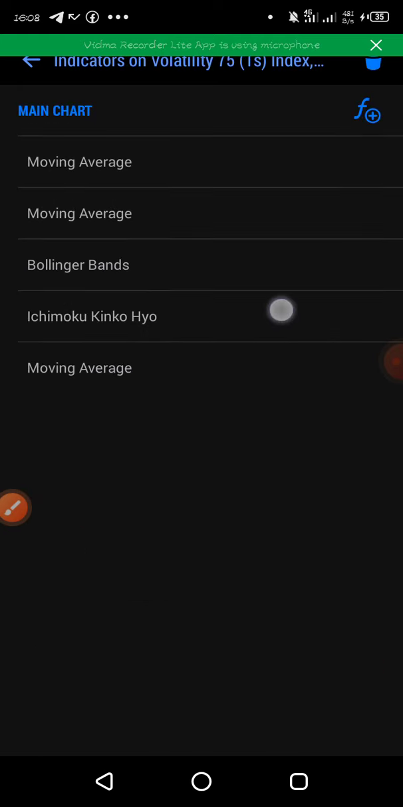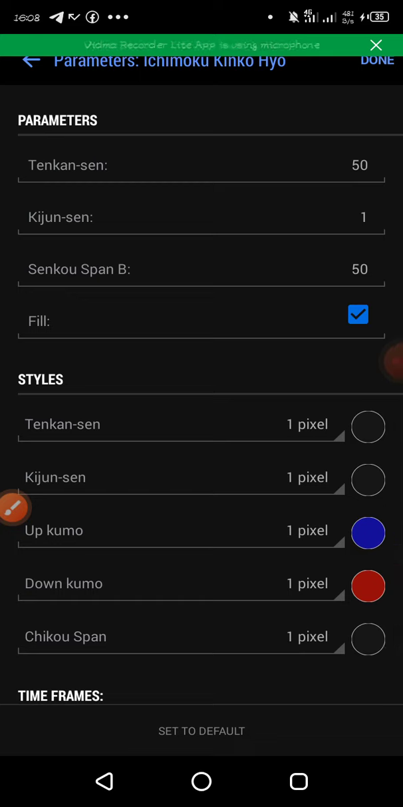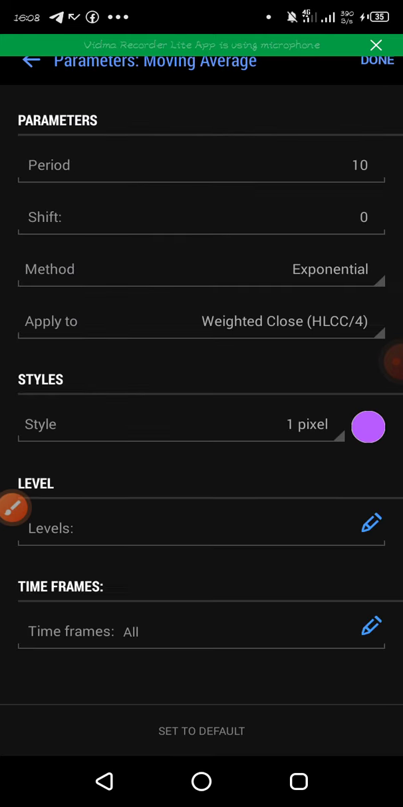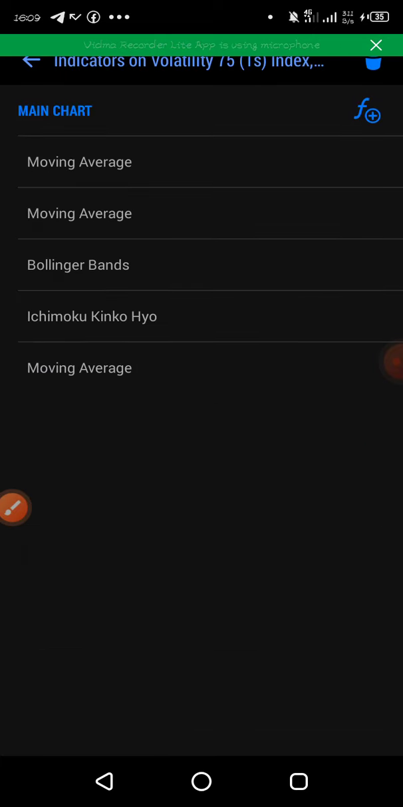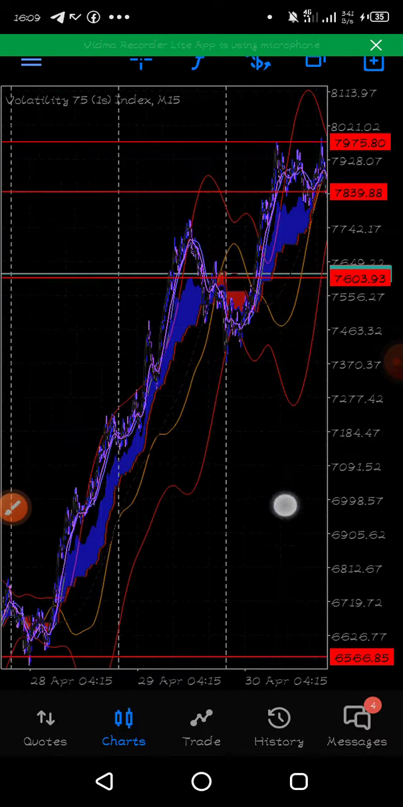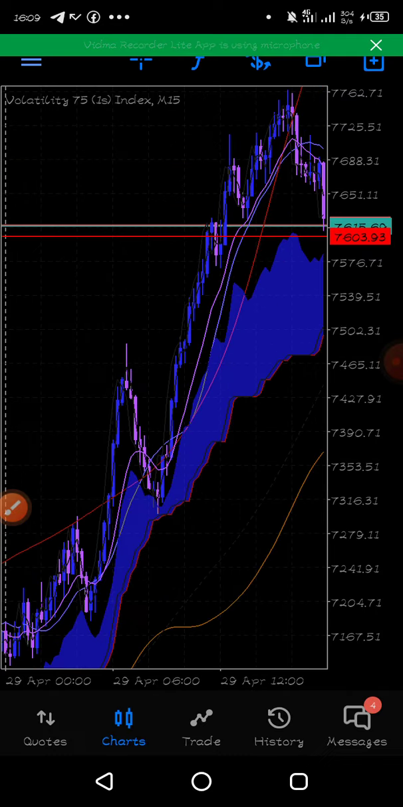Then I'm using Ichimoku here, which is 5, 15, 0. Use the color of your choice. Then the final one is 10 exponential. Then use the color of your choice. So that's that. There's one beautiful thing I want to add, which is my last message here.